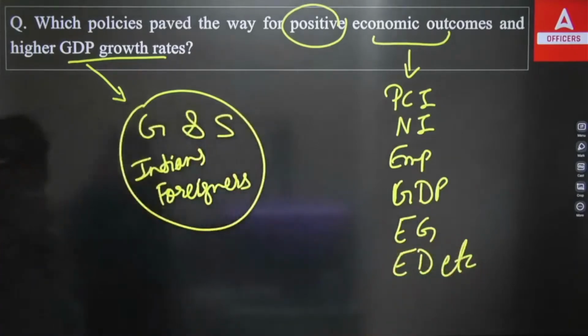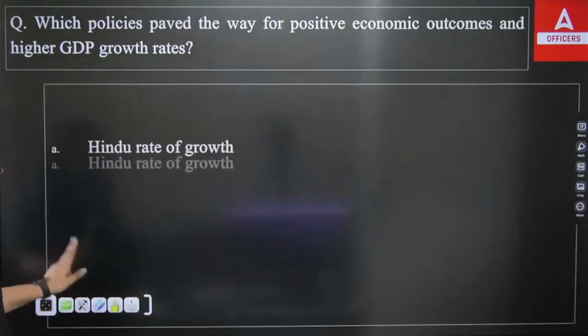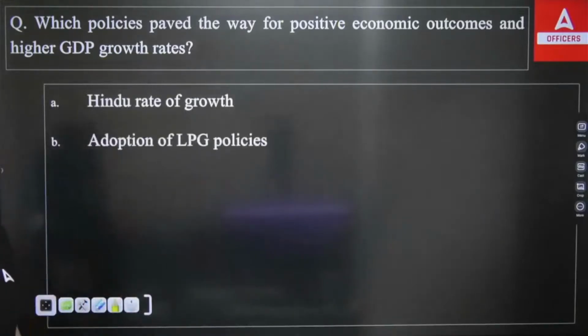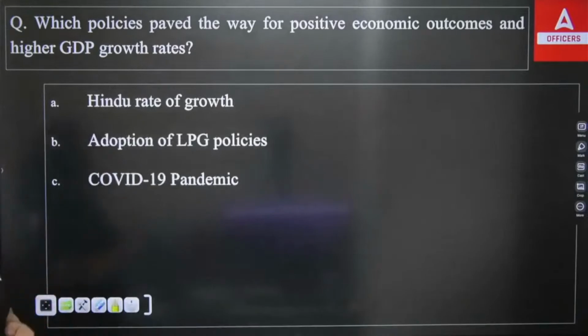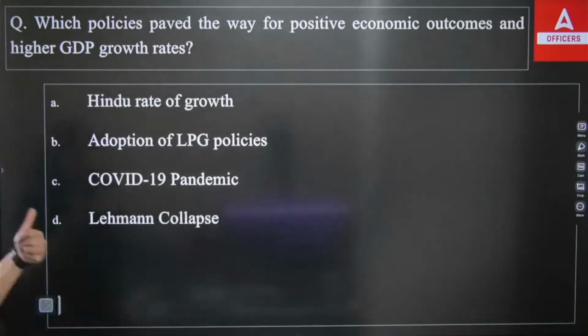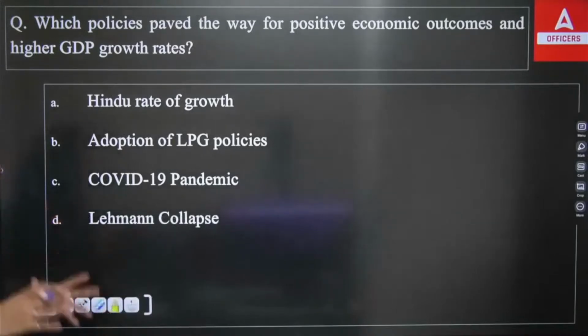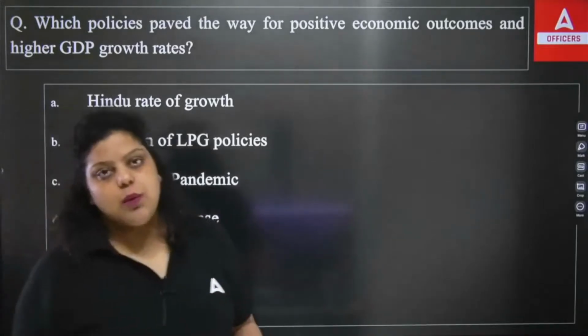Okay, so the question is asking here, what kind of policy makes this happen in the country? And the options you have here: the first one talks about the Hindu rate of growth. Second, adoption of LPG policies. Third, the COVID-19 pandemic. Fourth, the Lehman collapse.